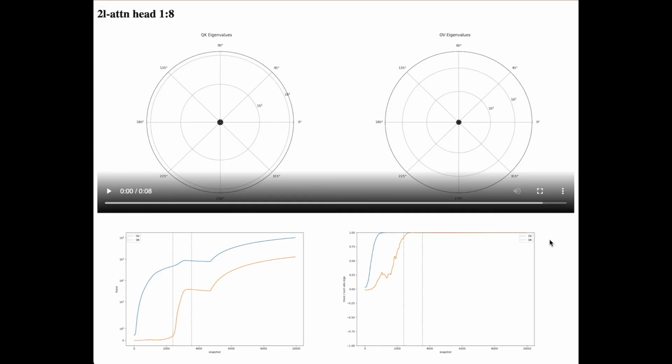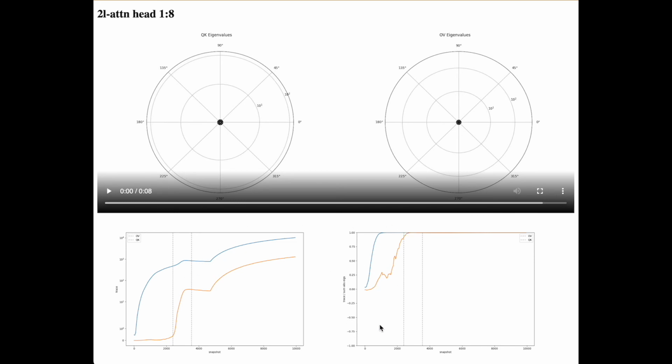So one other view on these eigenvalues that I'd like to show you is a little movie animating their development over time. So for a particular head, let's again look at number 8, which is the highly induction-like head in the two-layer attention only. We've got the QK eigenvalues on the left and the OV on the right, and then we've seen these two plots before.